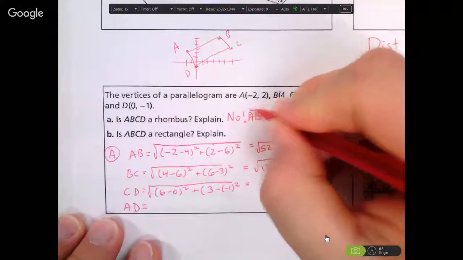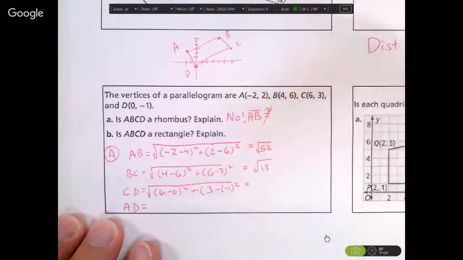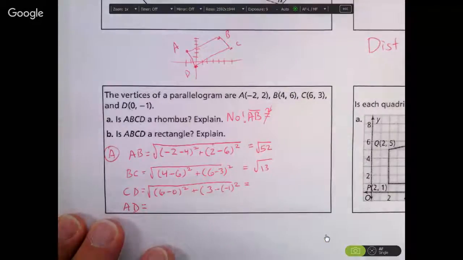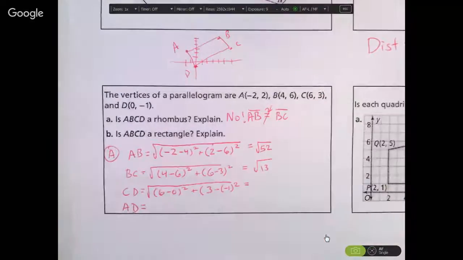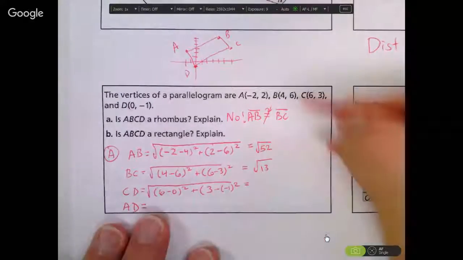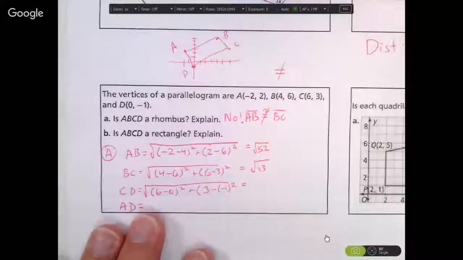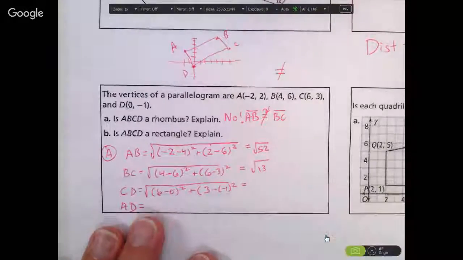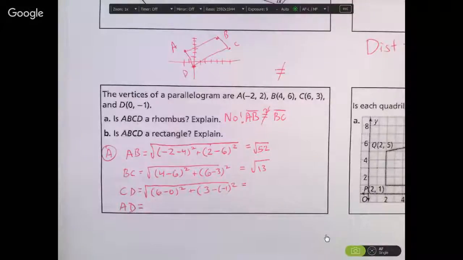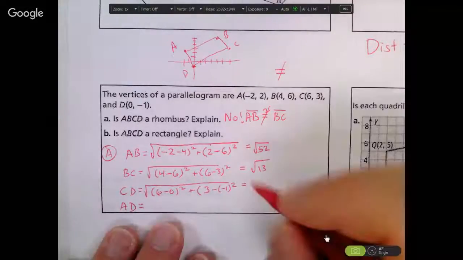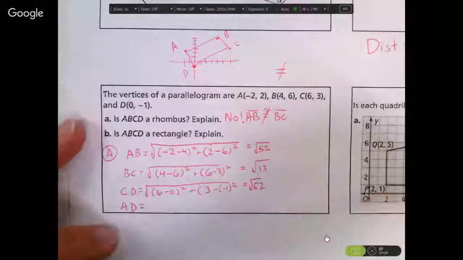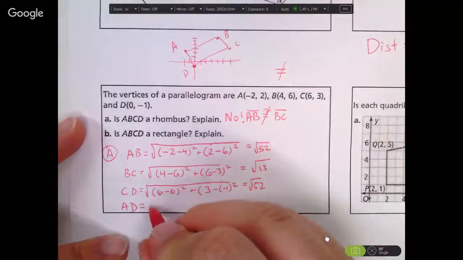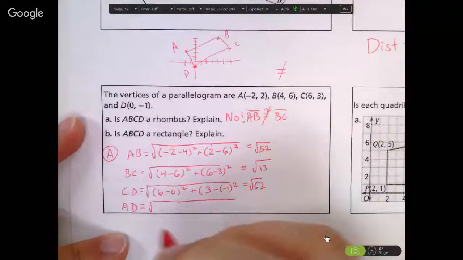AB is not congruent to BC. I don't know if that's truly the notation. Do you know what this means? Not equal. So I'm going to call that not congruent. CD is the square root of 52. We don't know that yet. We haven't written down the equation.